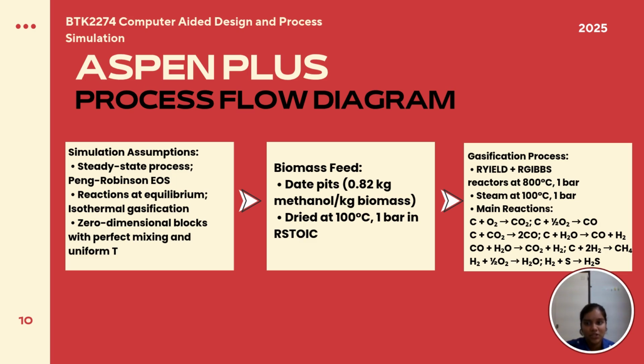Next, in the gasification section, the dried biomass enters a combination of RYield and RGibbs reactors, which was operated at 800 degrees Celsius and 1 bar, where it is decomposed into elemental components: carbon, hydrogen, oxygen, nitrogen, sulfur, ash, and water. Steam was also injected at 100 degrees Celsius to facilitate the gasification reactions. We modeled key chemical reactions such as the combustion, which is C plus O2, partial oxidation, Boudouard reaction, then water gas shift and methanation. These steps generate a hydrogen-rich syngas.